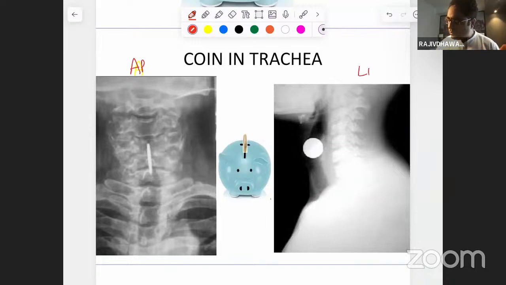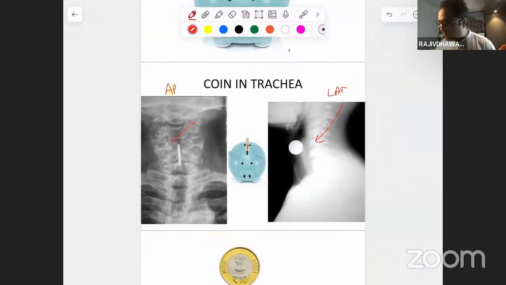And in the lateral view, you see the edge of the coin, the full coin, beta. So if you see the full coin in the X-ray, in the front AP view, the coin is actually in the esophagus. If you see the edge of the coin on the AP view, it's in the trachea, beta. Just remember one thing, beta.